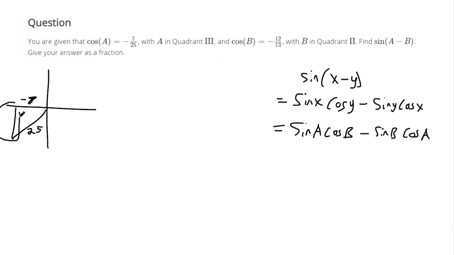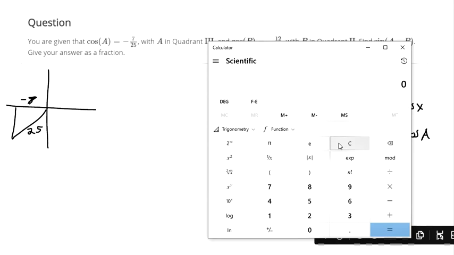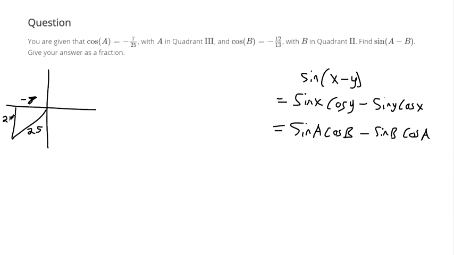And then we can find the missing side quickly using the Pythagorean theorem. a squared plus b squared equals c squared. So quickly with a calculator, take a square root. That missing side, if you do the Pythagorean theorem, is 24. And it's got to be negative because we're going down on the y-axis.